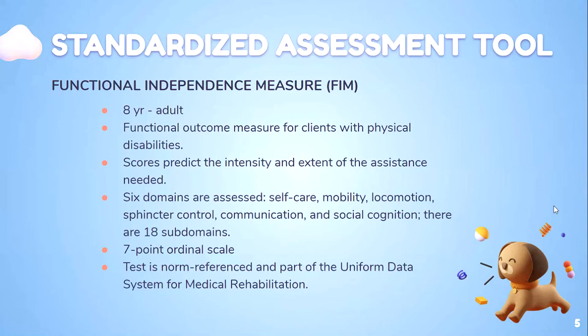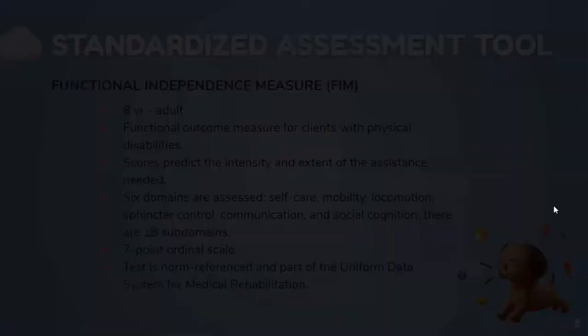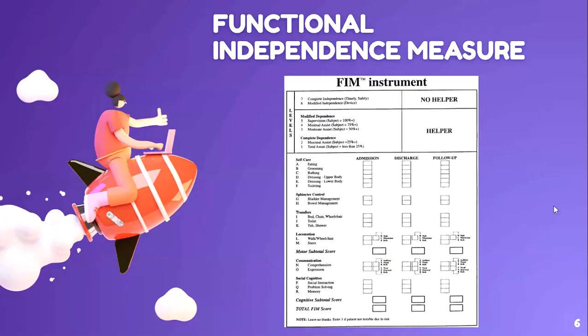So this assessment tool uses a 7-point ordinal scale, and this test is norm referenced and part of the Uniform Data System for Medical Rehabilitation. Next slide. So this is what the FIM instrument or tool looks like. So as you can see, the domains are there, and Ate Lontok will be the one to discuss about it.